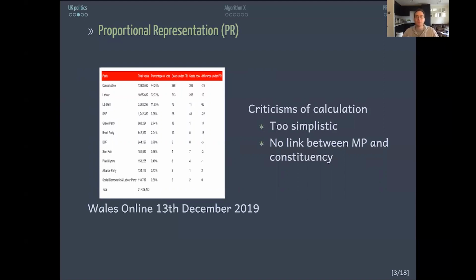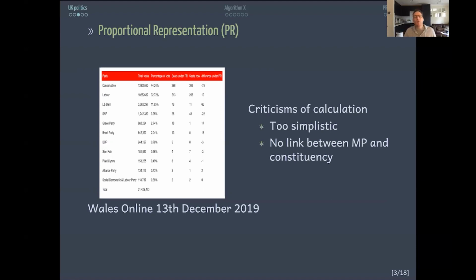Whilst PR systems do try to make the number of seats in Parliament more proportional to the amount of votes that were given, it doesn't do it exactly. And I couldn't find another country that has a system as simplistic as this one. The other thing, as I mentioned earlier, is that there is no link between the MP and the constituency, which in the UK is considered to be quite an important factor. So, being quite pedantic as well, I thought I could see if there's something a bit more complicated than this.